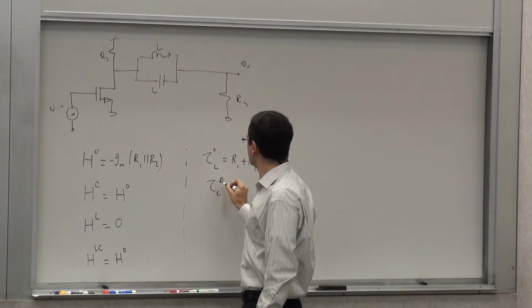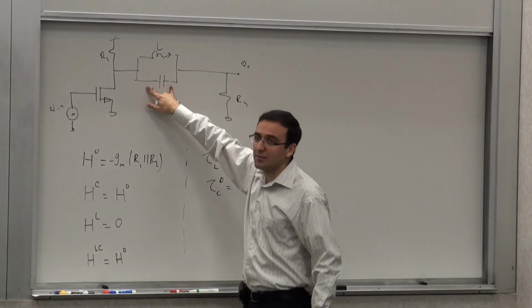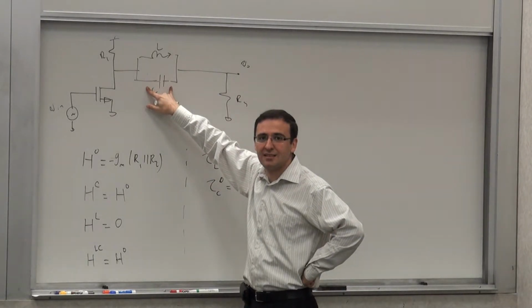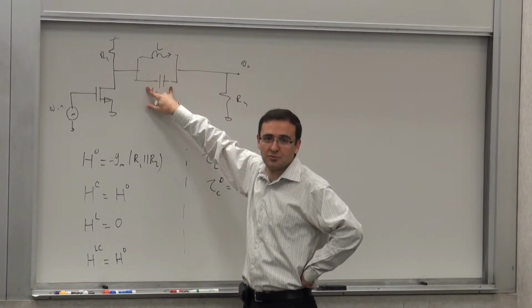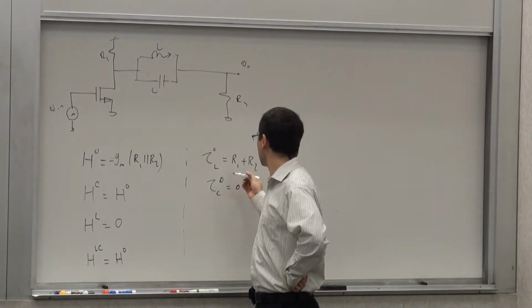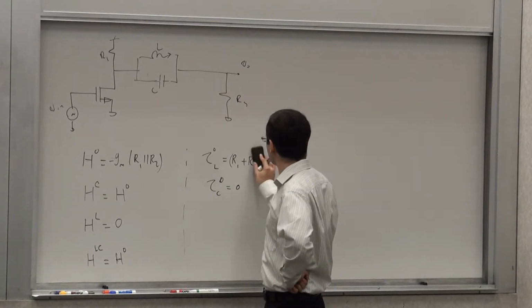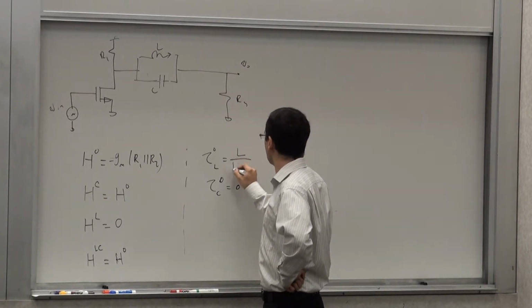Tau C0. What's the resistance seen by the capacitance C when the inductance is 0 value? 0. So 0 times the capacitance is 0. This needs to be multiplied by, or it's the inductor divided by that. It's L over.